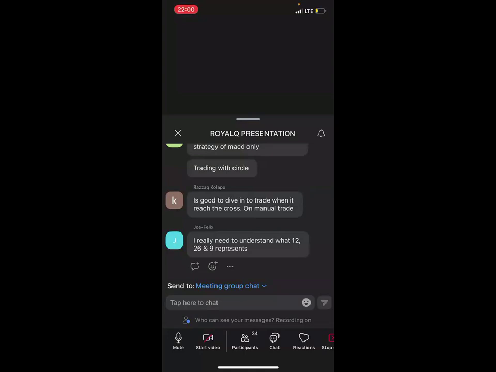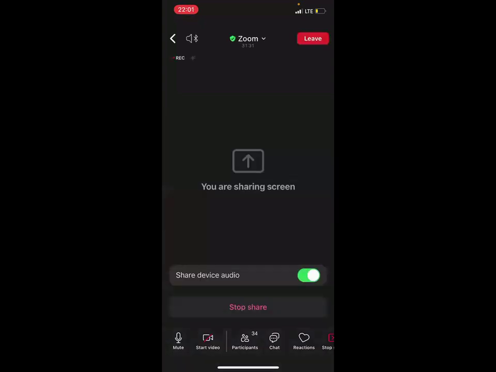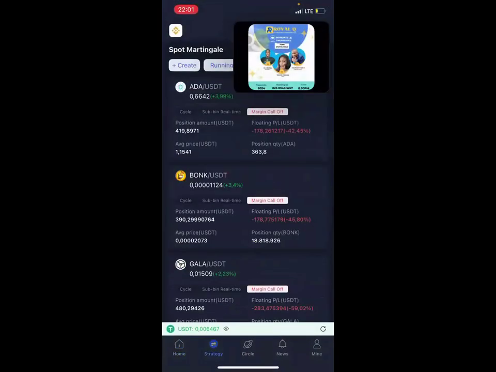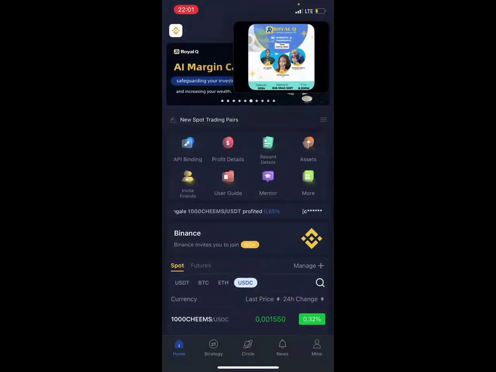I really need to understand what 12, 26, and 9 represent. So yes, Joe Felix, 12, 26, 9, they are representing the moving average price of any asset. In this case, we made an example with Solana and also with BNB. So let me go back to the chart so I can show you something here.